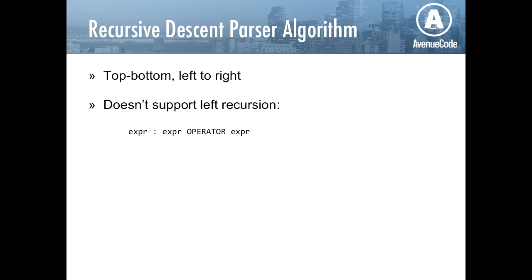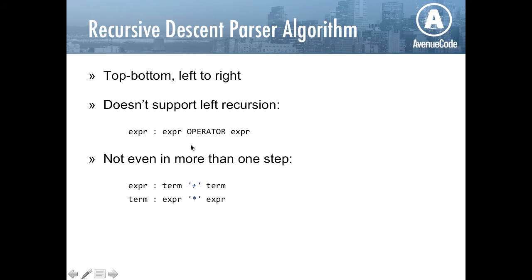It doesn't support left recursion, and left recursion is when, for the definition of a non-terminal, we have it as the first symbol in the sequence of symbols of the rule. We can't have even left recursion in more than one step. This is not allowed in the recursive descent parser algorithm either.